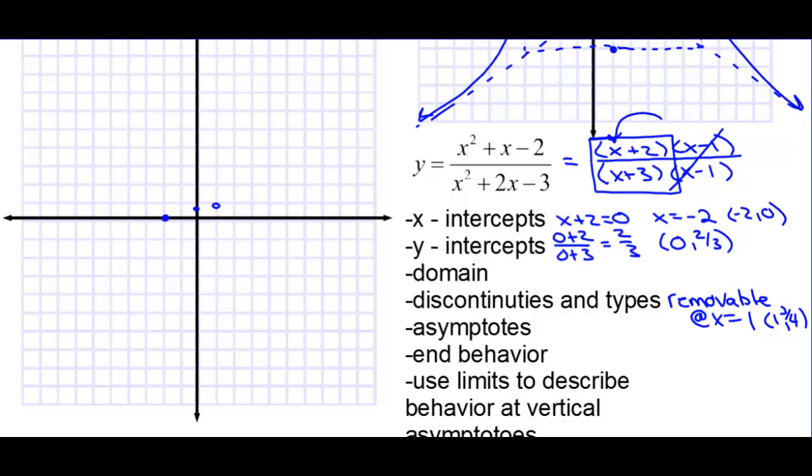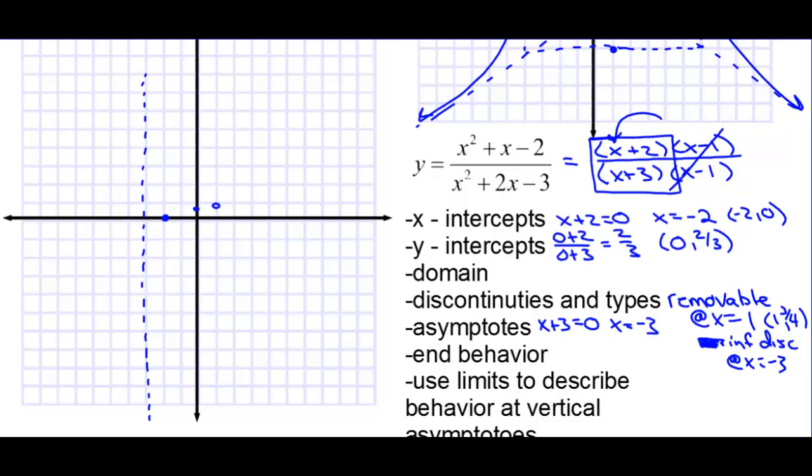Let's not worry about domain. We got the discontinuity so far. Asymptotes is probably where we should go next. The vertical asymptote is what makes the denominator 0. So x equals -3. So 1, 2, 3. X equals -3 is a vertical asymptote. So we'll list that as an infinite discontinuity at x equals -3. So there's an infinite discontinuity, a vertical asymptote in other words. That kind of goes hand in hand.